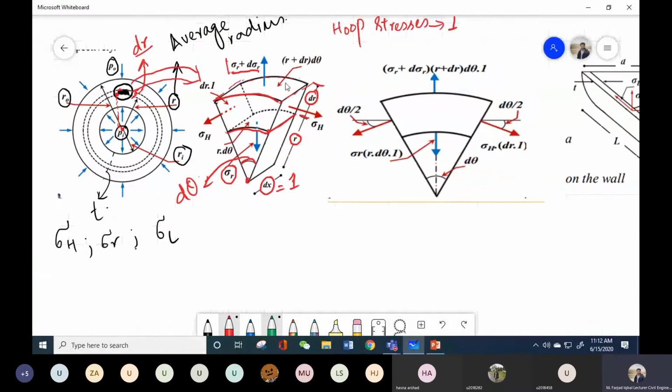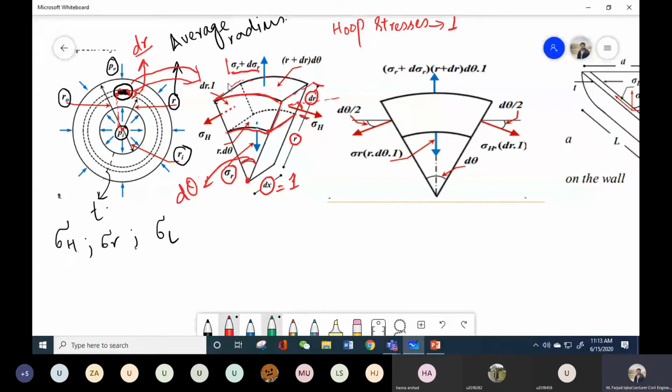But since this is a curved shape, if you look at this figure, the hoop stresses are acting perpendicular to this curved shape, and they will have some angle with respect to the horizontal. So these are the hoop stresses which are acting on two of the faces of this differential element.